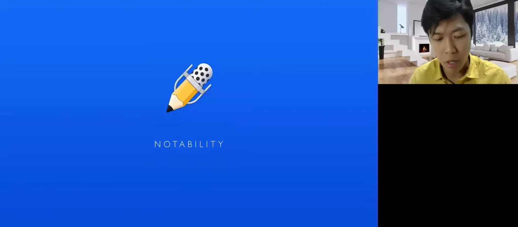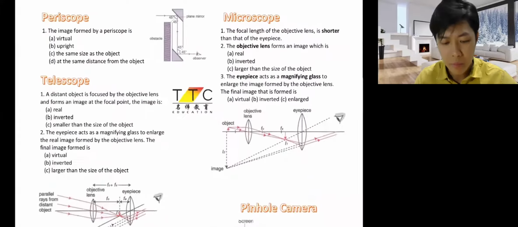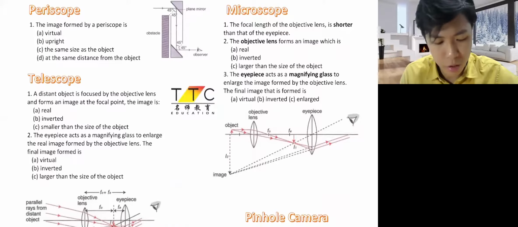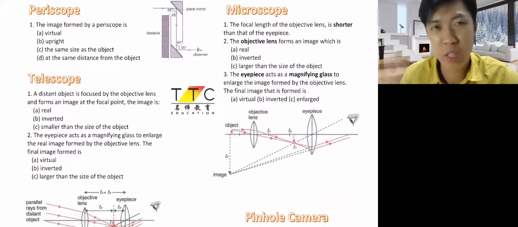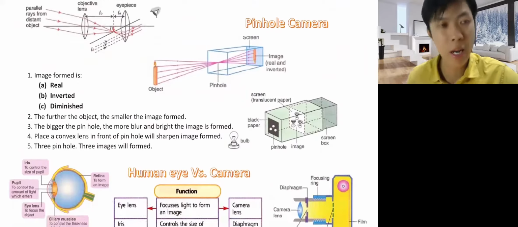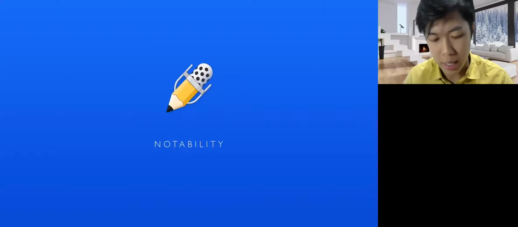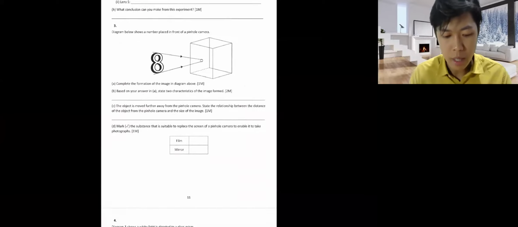Next part we want to talk about is your pinhole camera. Honestly, these three things, microscope, periscope, telescope, are not super important. If you don't want to go through them, you can actually skip them. But pinhole camera is important. I will go straight to the exercise instead, because it's a camera and it's a very straightforward question.